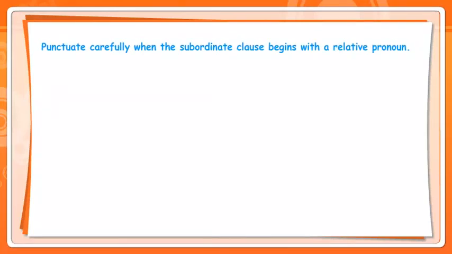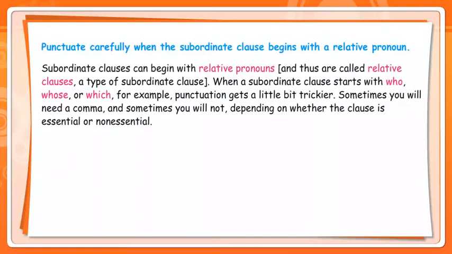Punctuate carefully when the subordinate clause begins with a relative pronoun. Subordinate clauses can begin with relative pronouns and thus are called relative clauses, a type of subordinate clause. When a subordinate clause starts with who, whose or which, for example, punctuation gets a little bit trickier. Sometimes you will need a comma and sometimes you will not, depending on whether the clause is essential or non-essential.